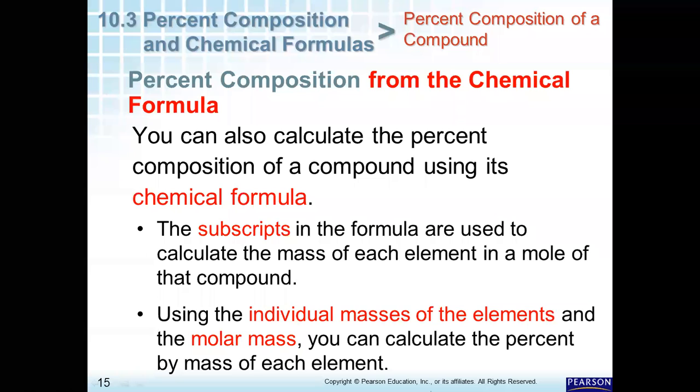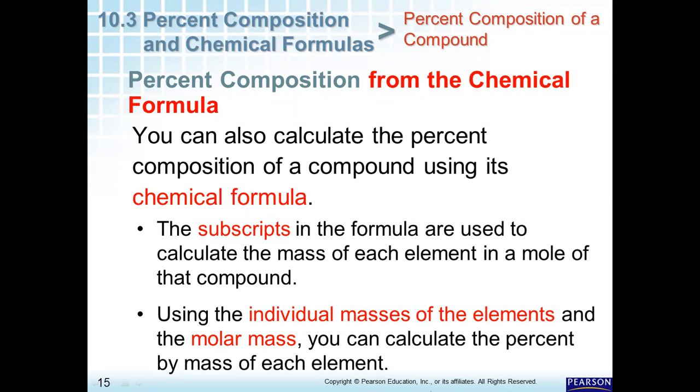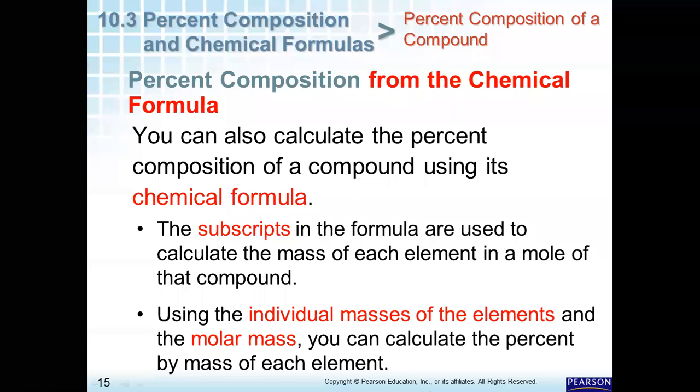All right, the second procedure, which is how to calculate the percent composition from the chemical formula. That's already explained to you with the water example and potassium dichromate. You need to divide the individual molar mass of the element, which you can get from the periodic table. First of all, you find the molar mass.